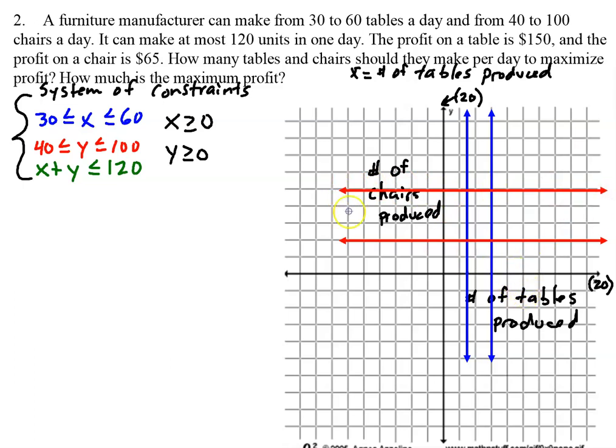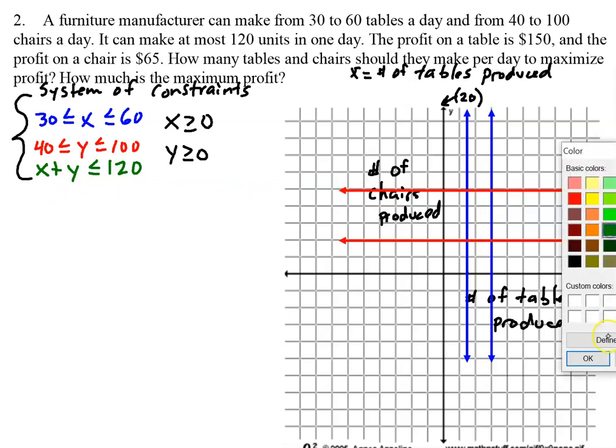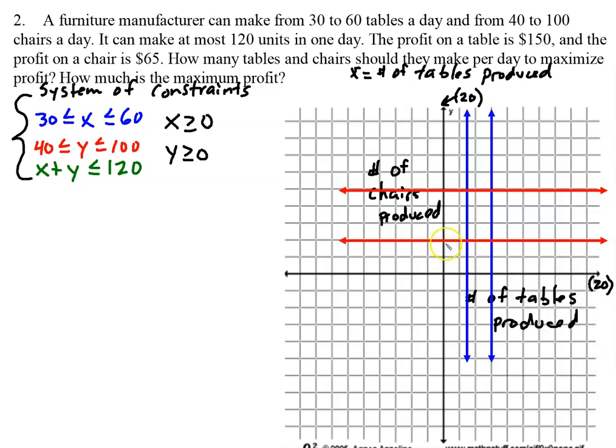All right, and then I've got this final constraint that basically, if you think about intercepts, both x and y intercepts would be 120. So there and there, and then I'll try to connect those.